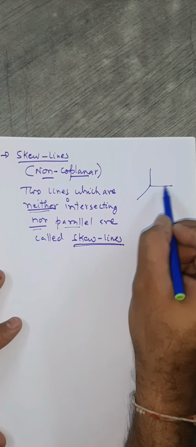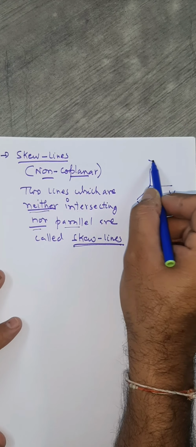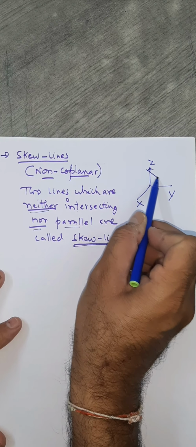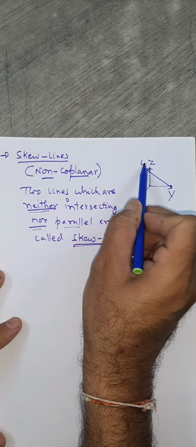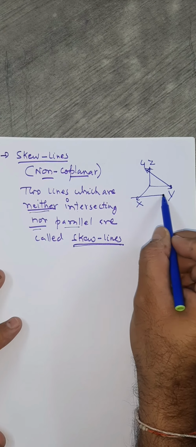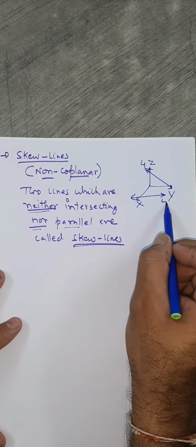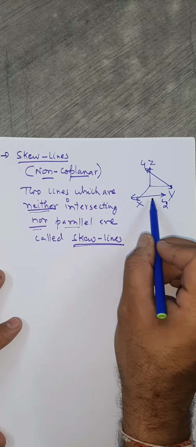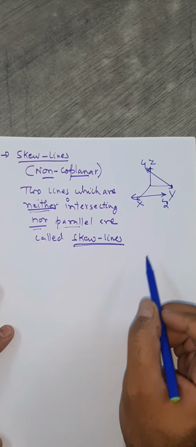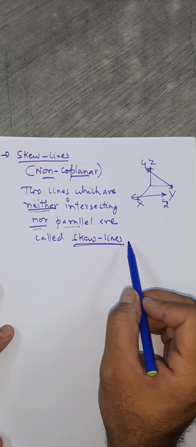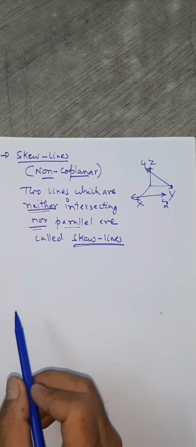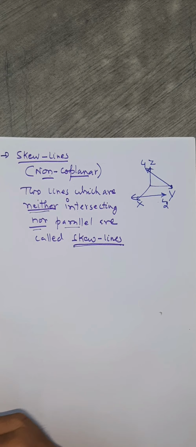So if these are the three coordinate axes, you have different planes here. For example, one line L1 is in the ZY plane, and another one, L2, I'll consider in the XY plane. So these two lines are skew lines. Two lines which are in different planes are called skew lines, or non-coplanar lines. That's one thing.